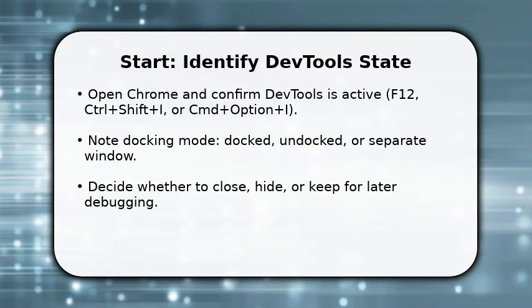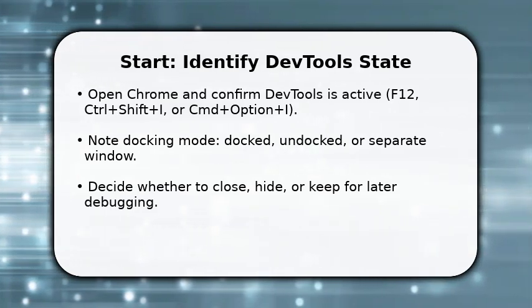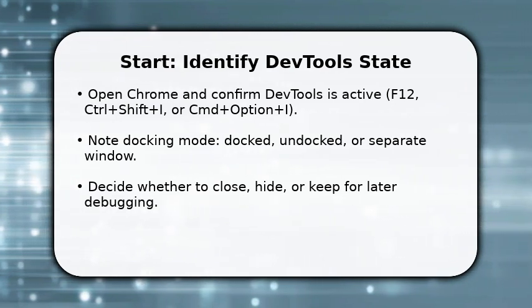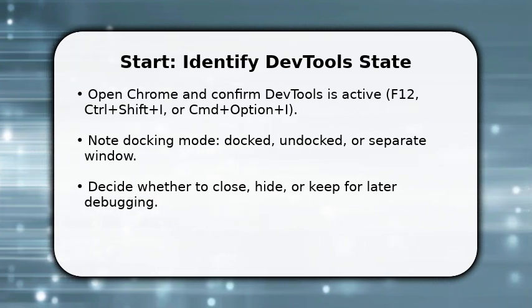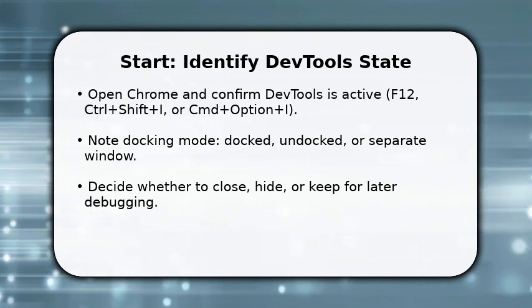You're starting with DevTools already open. First, confirm how it's attached. If it's docked to the browser, you'll see a panel at the edge. If undocked, it's a separate window. Press F12 or Ctrl plus Shift plus I, Cmd plus Option plus I on Mac to toggle visibility. This is the fastest action.